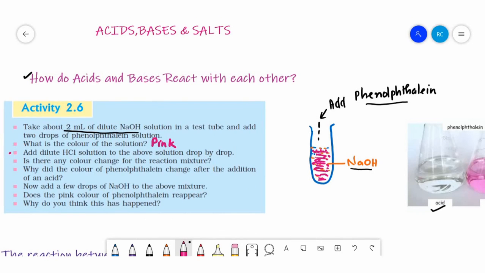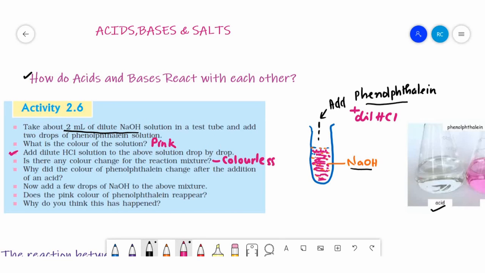Now add dilute HCl to the solution drop by drop. So what will happen then? We already have phenolphthalein here and it is pink in color, and then we are adding dilute HCl, so the pink color disappears, because phenolphthalein is colorless in acid media. So now we will not get any color. So what happened to the color of the reaction mixture? It becomes colorless. Okay, why does it become colorless? Because phenolphthalein is colorless in acid media.